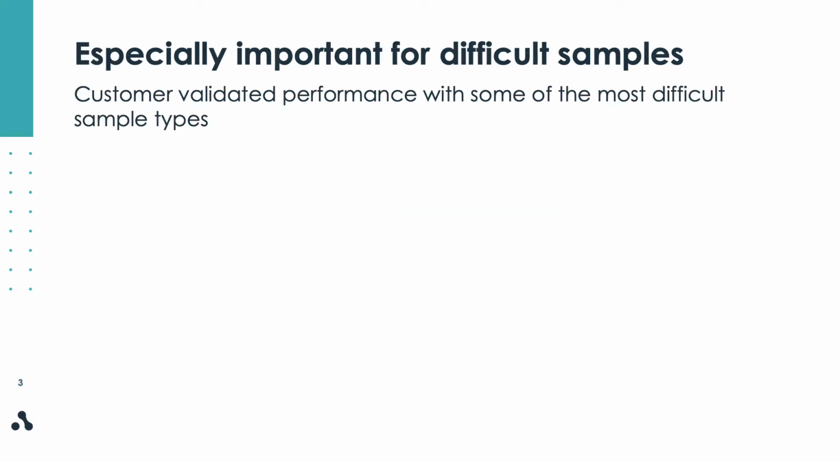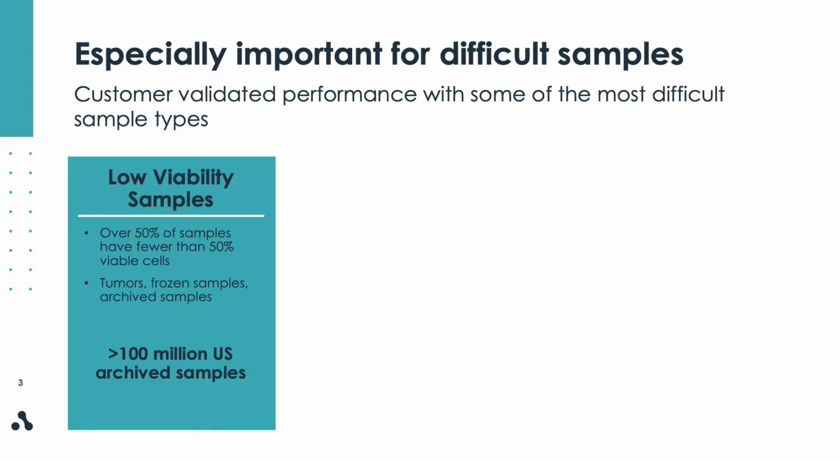Now, this becomes especially true when we look at some of the most difficult primary samples out there. And this is where our platform has been extensively validated by existing customers and really validated to work extremely well with some of the most precious and difficult samples. These include samples that are considered to be low viability. Low viability samples for us means if 50% or fewer of the sample contains viable cells.